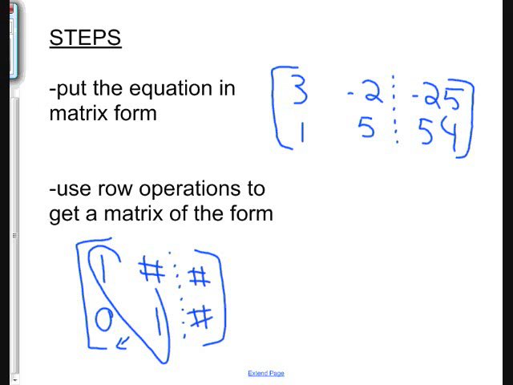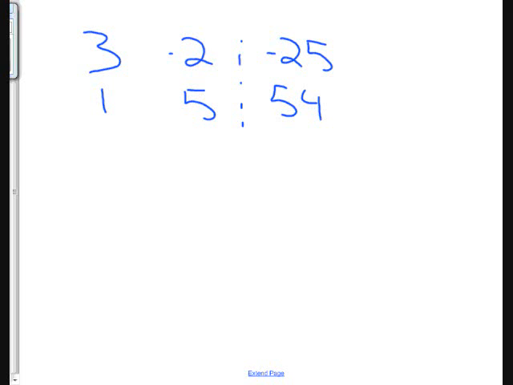So, when we go to solve the equation that we have here, with negative 25, and then 1, 5, 54, we have this matrix, and we're going to want to solve it using row operations. Here where we have the 3, we want a 1. So the first thing we're going to do is switch row 1 and row 2.